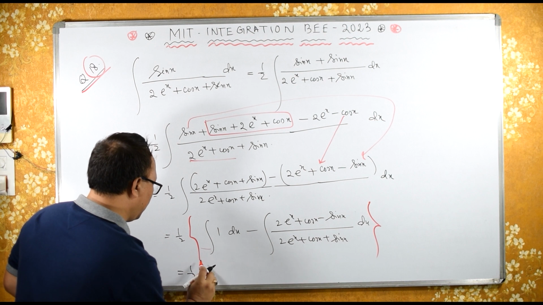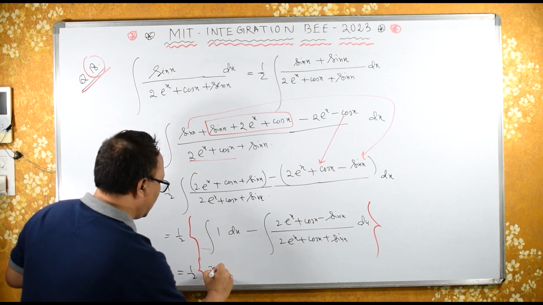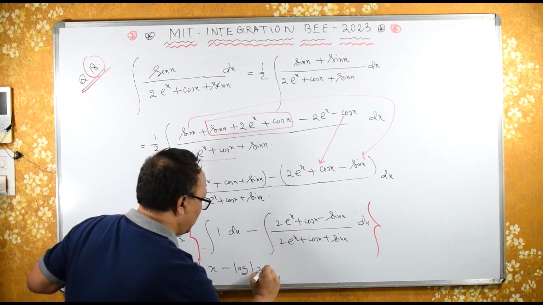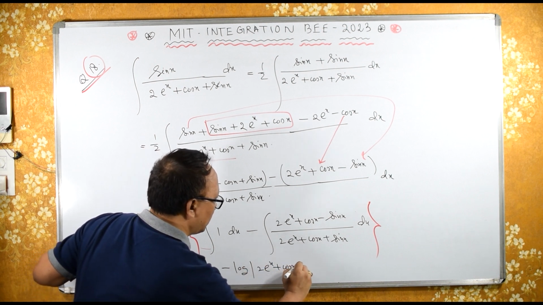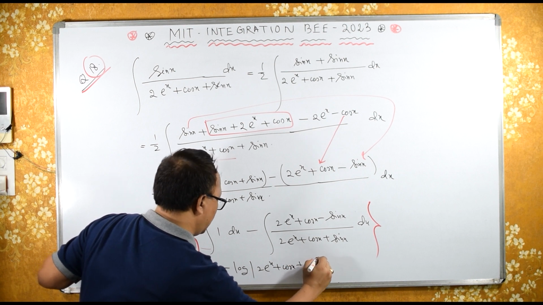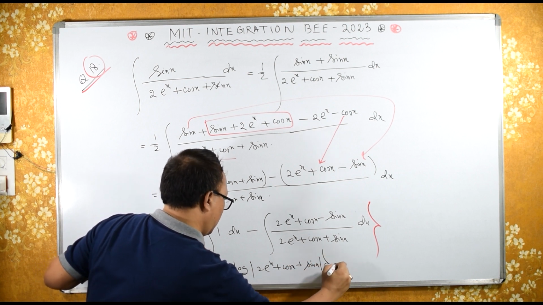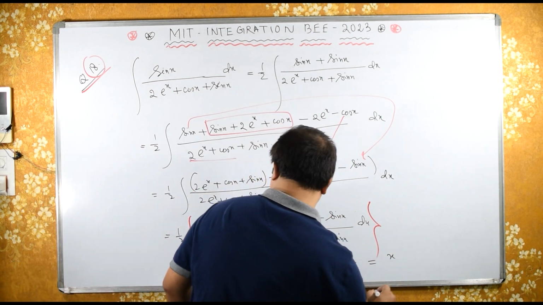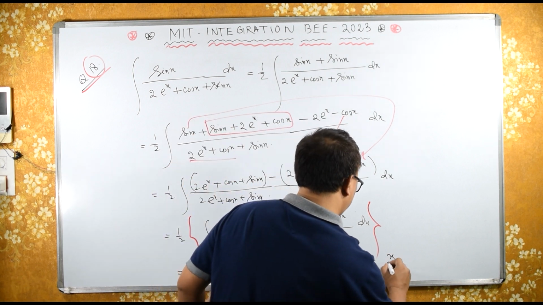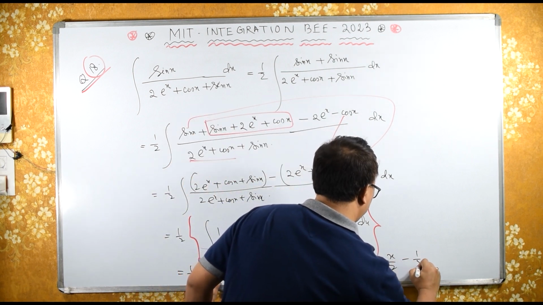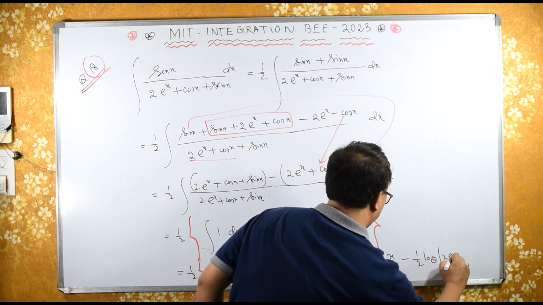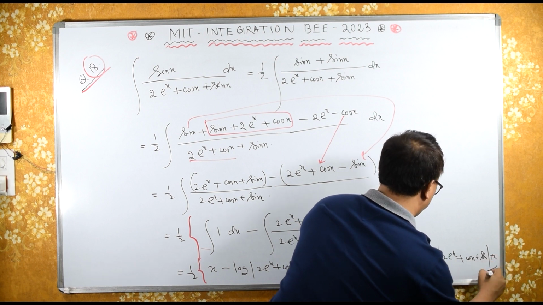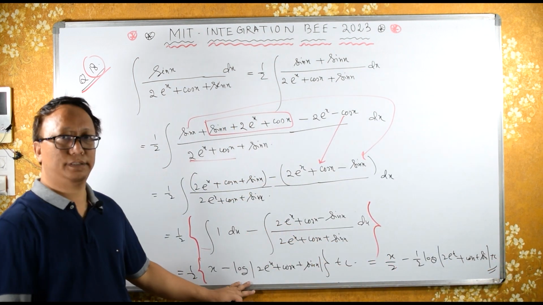So, let's start with the bracket. Integration of this becomes what? X minus, this becomes log of the denominator, okay, here 2e^x plus cos x plus sin x, plus c, or you can send it inside. This is equal to x by 2 minus 1 by 2 into log of (2e^x plus cos x plus sin x) plus c. Okay, you can keep it like this or you can keep it like this.